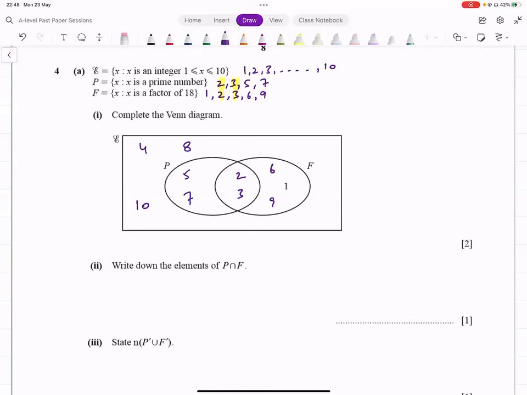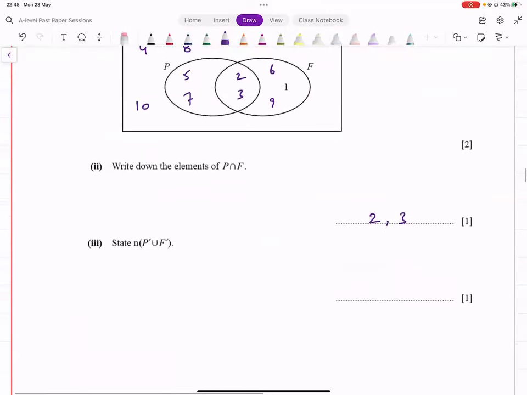अच्छा, it says write down the elements of P intersection F. P intersection F का क्या मतलब है? That's this region here जो common है दोनों के अंदर. There are 2 and 3. आपने elements लिखने हैं वो आप अलग अलग इस तरह से लिख सकते हैं. सेट का नहीं कहा उसने, सिर्फ elements लिखने हैं तो आप लिख देंगे 2 and 3 like this. So you'll say it's 2 and 3. ये दो elements आपके पास हैं.